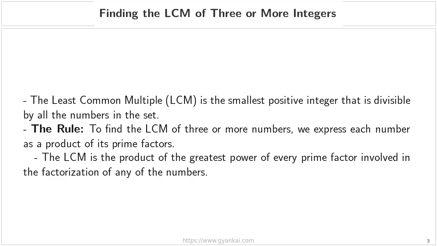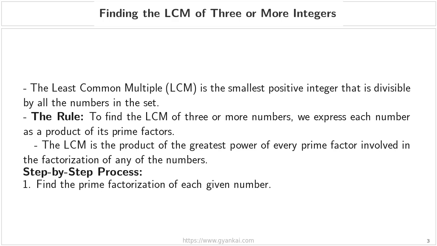To find this for 3 or more numbers, we use a specific rule. Just as we did with the HCF in the previous slide, we must first express each number as a product of its prime factors. However, there is a key difference in how we select those factors. While the HCF required us to look only at common factors with the smallest power, the LCM is much more inclusive. The LCM is the product of the greatest power of every prime factor that appears in any of the factorizations, even if that factor isn't common to all the numbers.